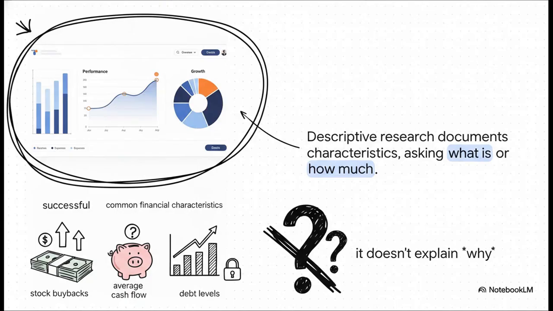Next up is descriptive research. This is where you're kind of like a financial journalist. You're just documenting the scene. It answers questions like, what are the characteristics of this group? Or how much of this is going on? A great finance example would be a study that looks at all the companies with successful stock buybacks and then describes their common features, like their average cash flow or their typical debt levels. It tells you what is, but it doesn't really explain why.